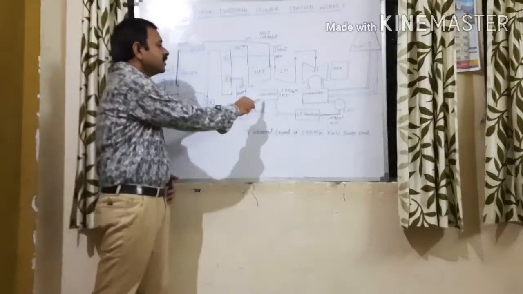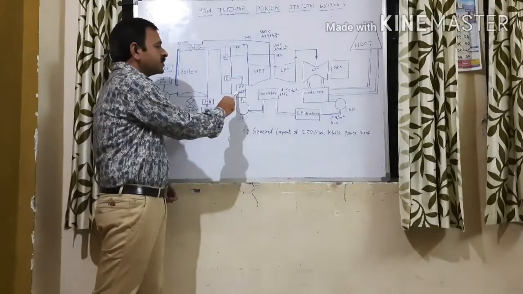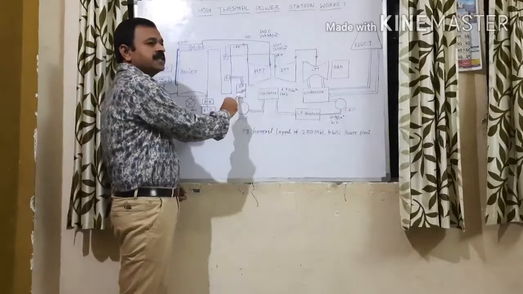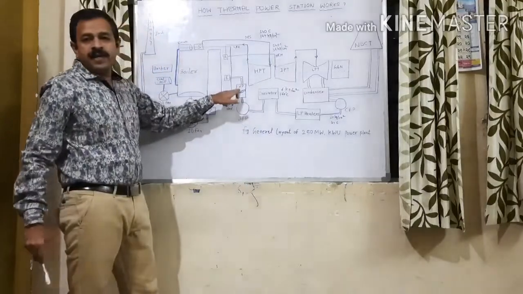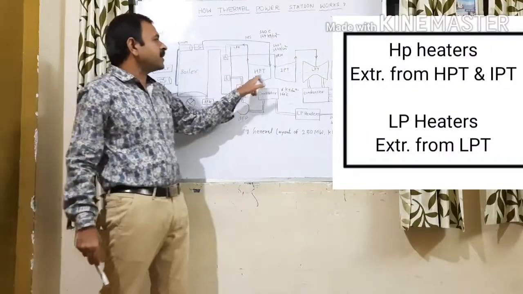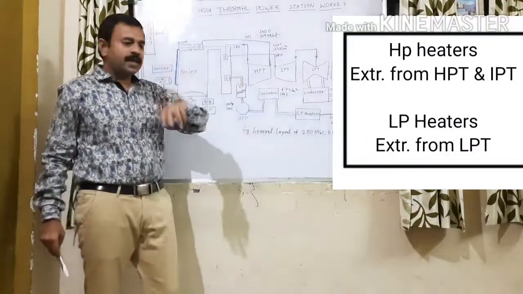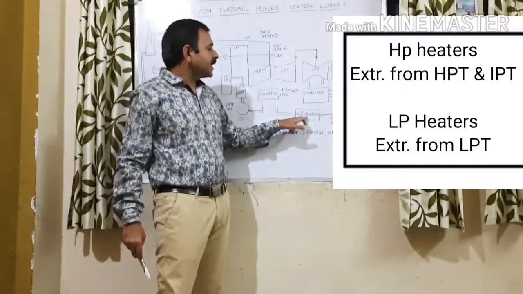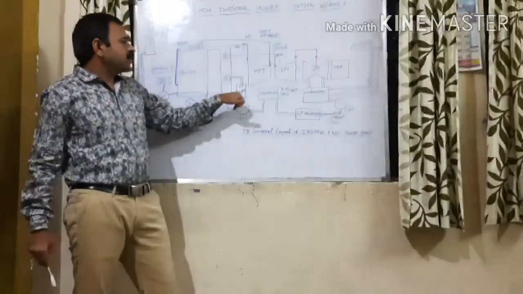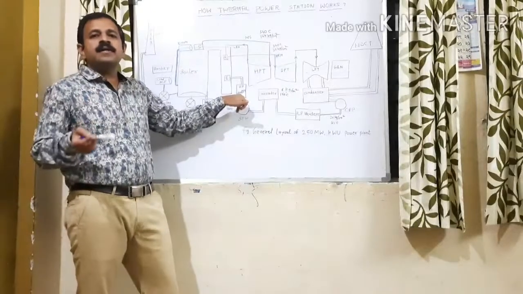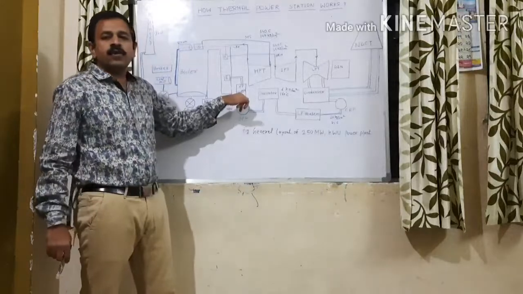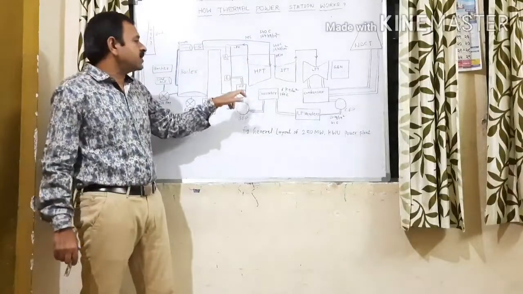Here we have the feed water, which has a pressure of 170 kg. That's why it is called HP heaters. For these HP heaters we have taken the extractions from the HP turbine and IP turbine, whereas for the LP heater we have taken the extractions from the LP turbine. For each HP heater we can get a rise of 40 degrees Celsius: 40 degrees for HP heater 5, and again 40 degrees for HP heater 6.